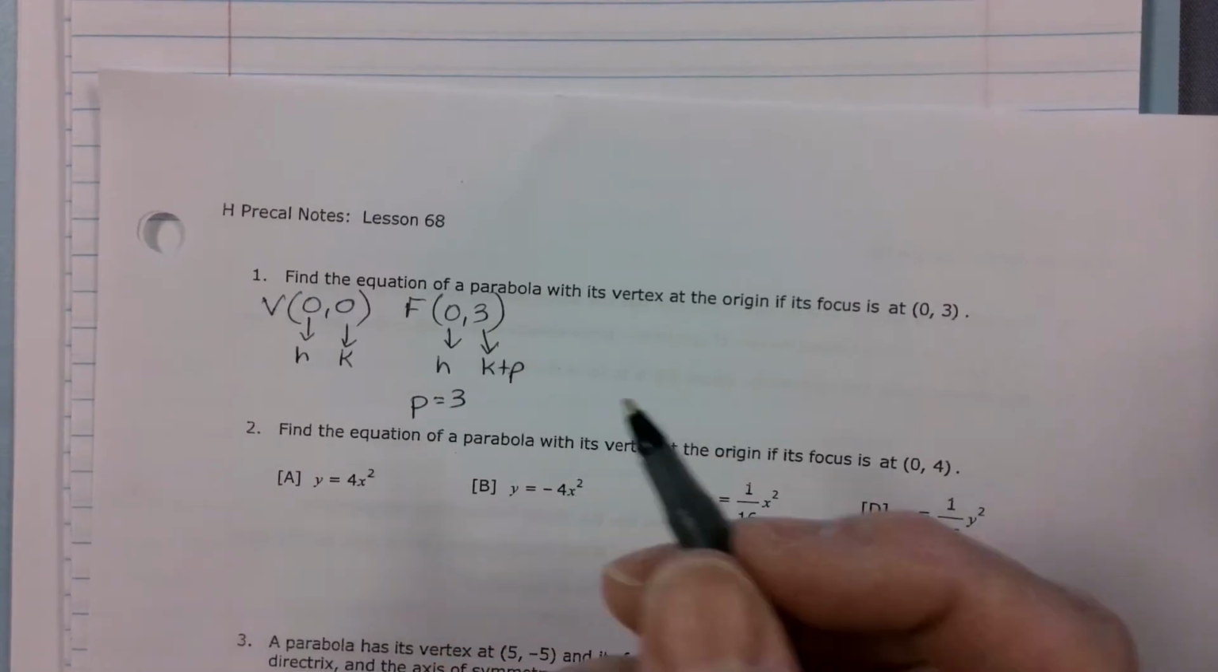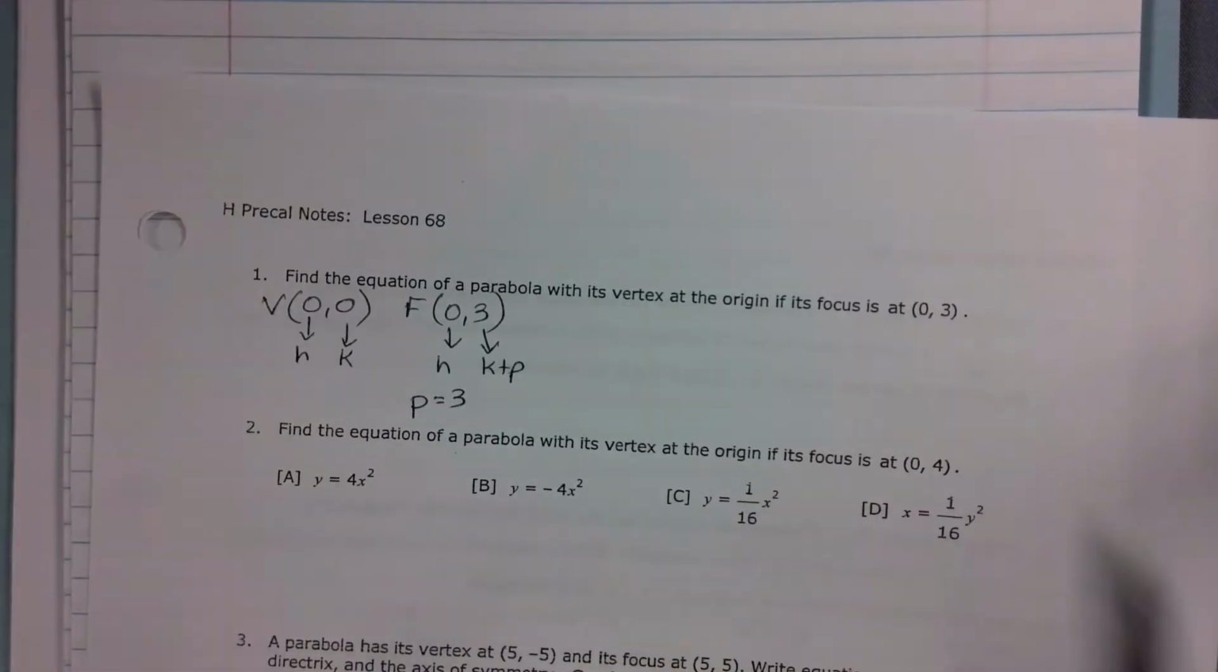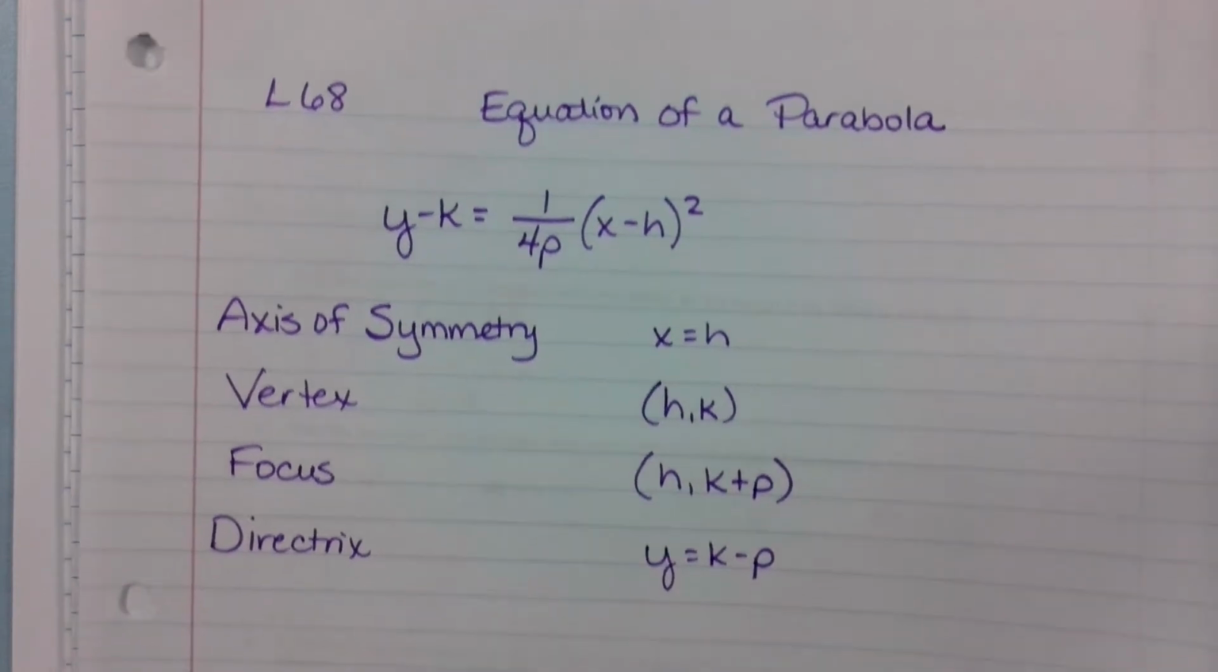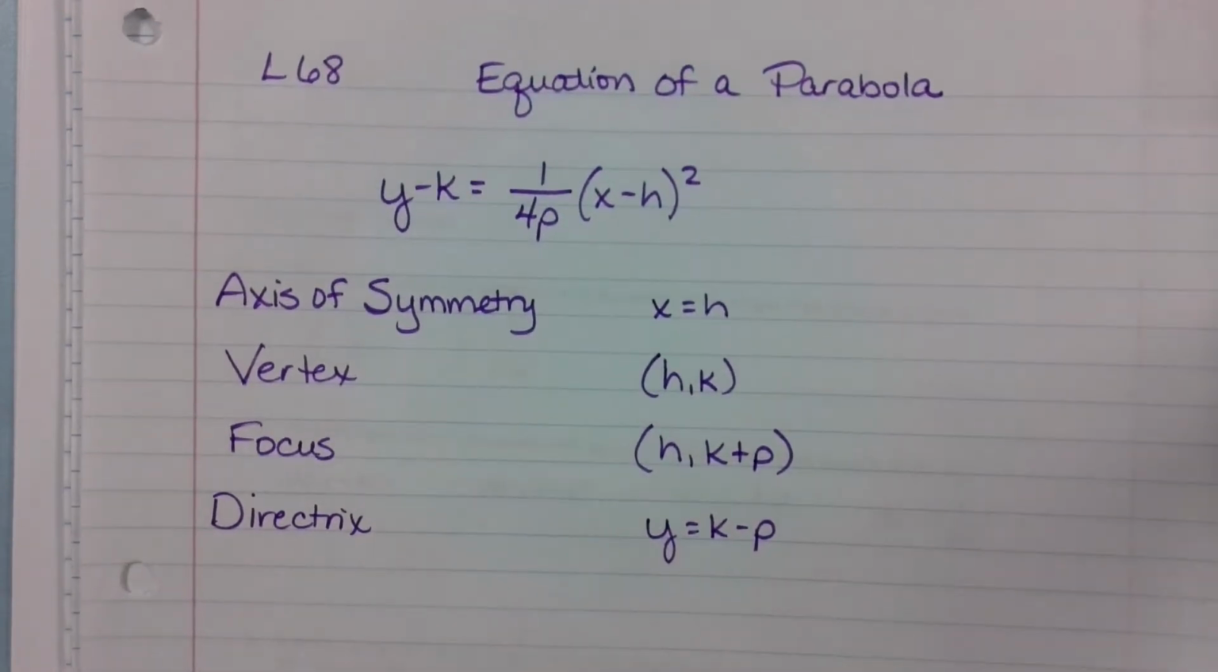Okay, so let's talk about the equation of a parabola, okay? Let's just look at this. So this is the general equation of a parabola. Y minus K equals 1 over 4P times X minus H in parentheses squared. So you need to copy that down.